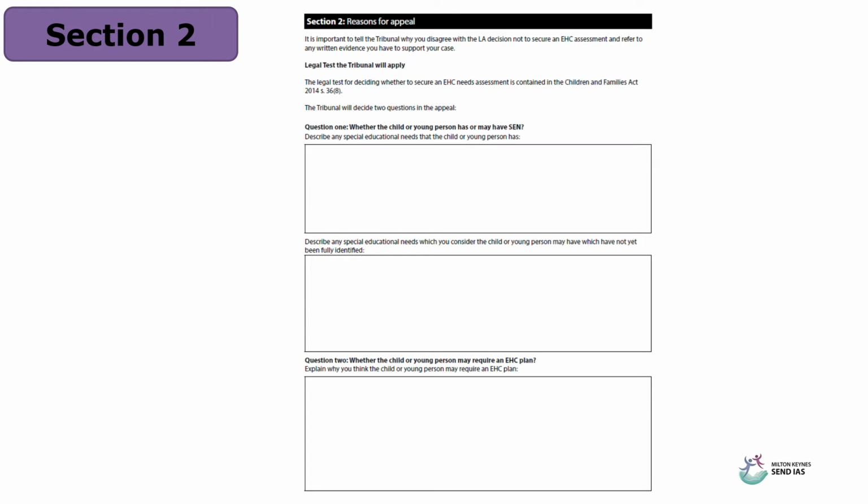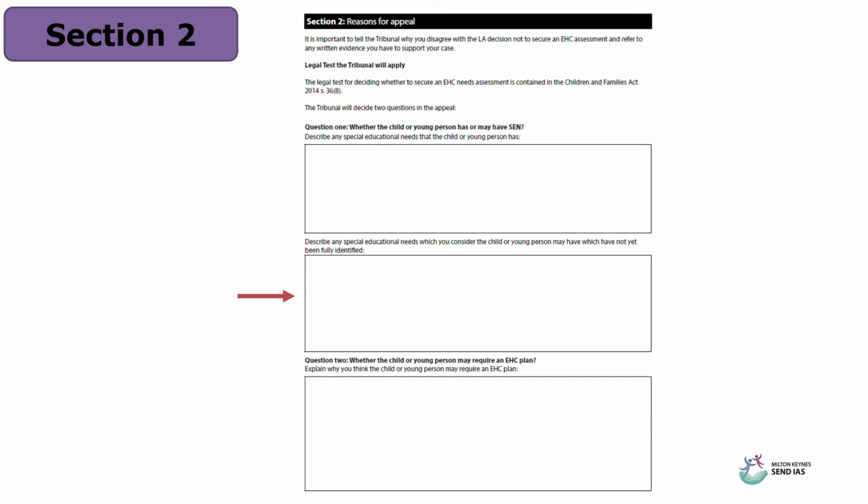Section 2 of the form asks your reasons for disagreeing with the local authority's decision not to assess. The first box is for you to explain what difficulties the child or young person has with learning. Make sure to include any special educational needs which have been identified by the education setting and formal diagnoses from medical professionals and any difficulties that you have noticed at home.